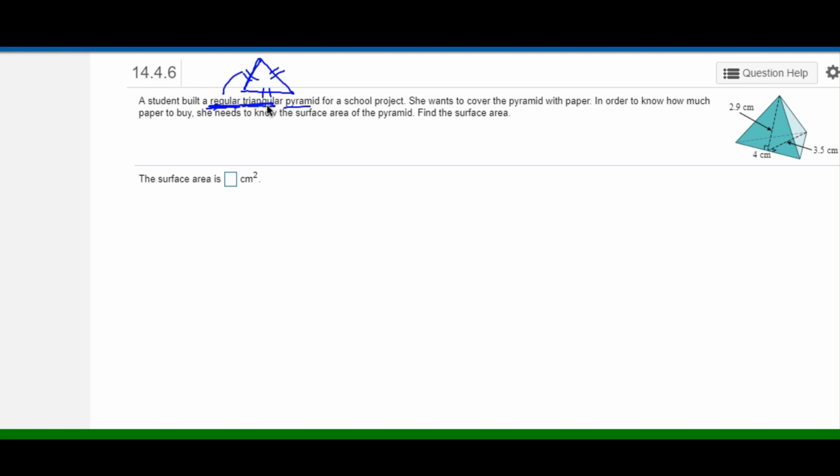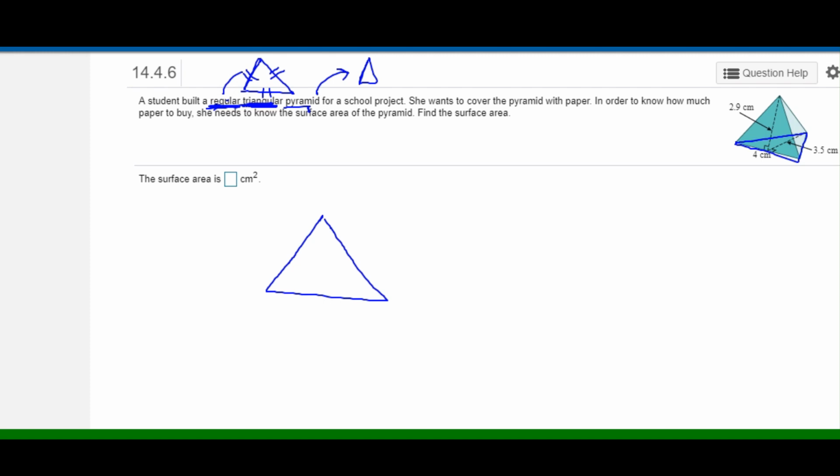So our base has to be a triangle because you identify a figure by its base. Since our base is a triangle, we know it's called a triangular pyramid. Our lateral faces must be triangles as well because that's the only way you can get a pyramid. So I'm going to outline my base right here, which is a triangle, and draw a regular triangular pyramid.